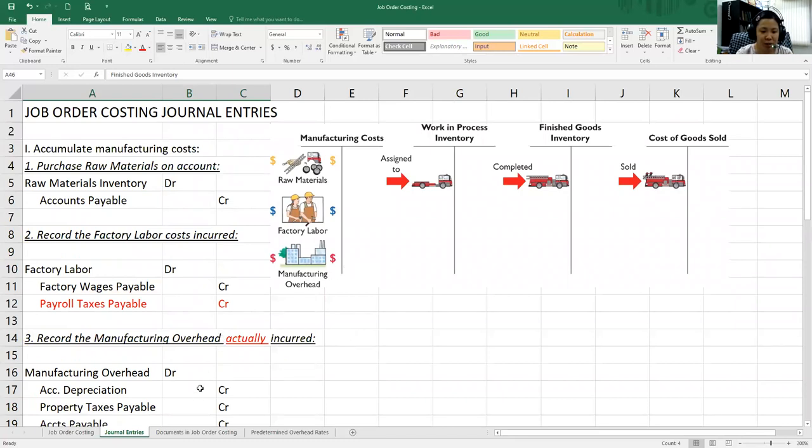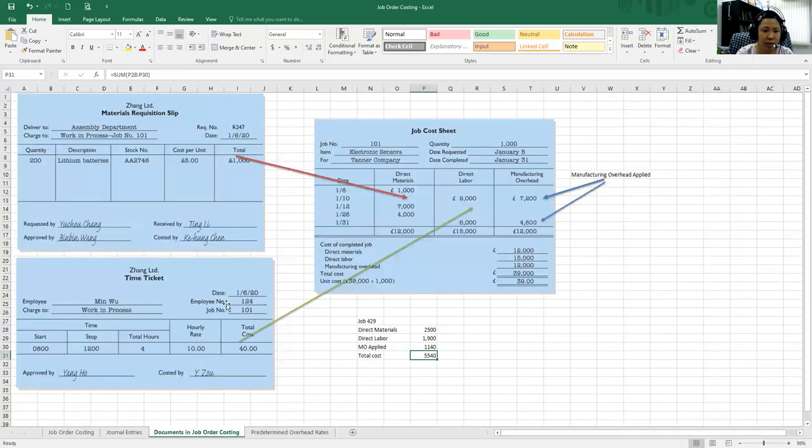Now let's look at the documents that we use in job order costing. In job order costing, there are three documents that we normally use: the material requisition slip, the time ticket, and the job cost sheet. The material requisition slip is used when we request the materials from the warehouse in order to use in the production process. So you request to use 200 units here, and the cost per unit is £5 per unit, so the total cost will be £1,000. This materials requisition slip again is to request to use the material in the production process, and we're going to record that in the job cost sheet in the direct material column.